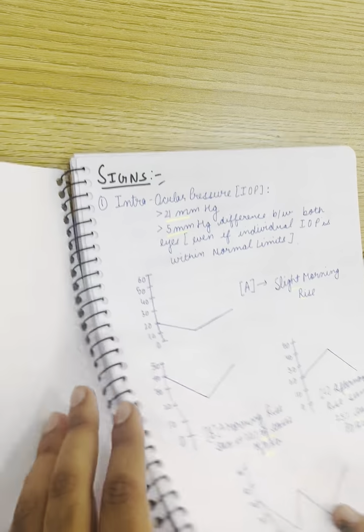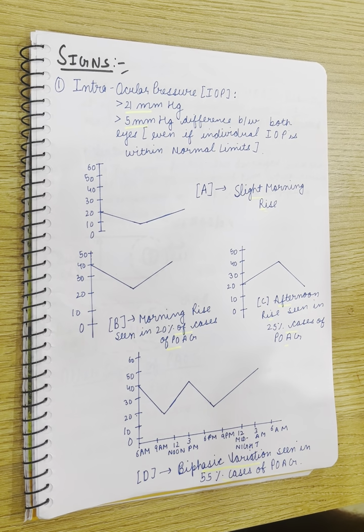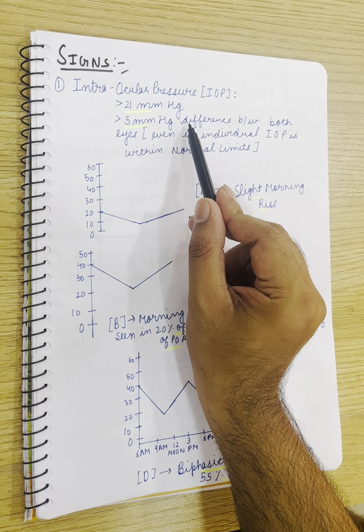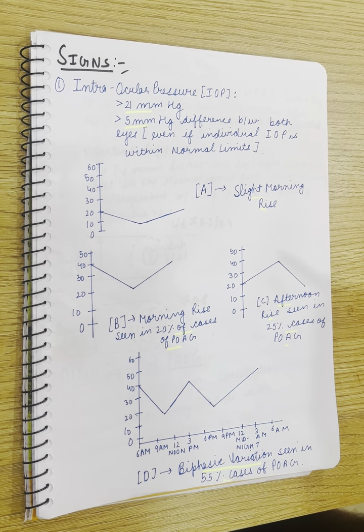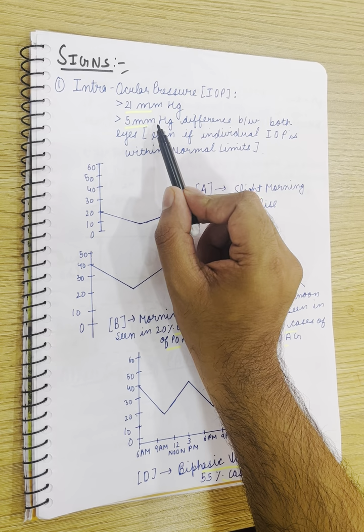Now let's get to the signs. One of the most important signs, or the only sign that we can see through a Schiotz tonometer or applanation tonometer, is the IOP. Since it's the IOP, there has to be a range to measure it. The IOP needs to be greater than 21 mmHg, with a more than 5 mmHg difference between both the eyes, and there is diurnal variation also. I will show you the diurnal variation in the graphs, but firstly let's just remember the IOP must be more than 21 mmHg and more than 5 mmHg difference between both the eyes.